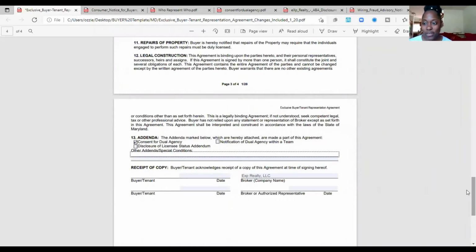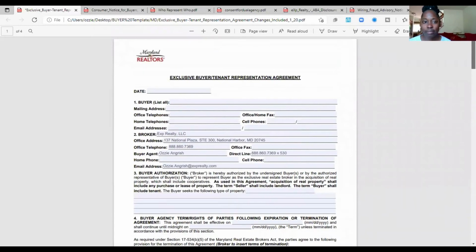Okay, so let's scroll to the top of this. So here you will see the exclusive buyer tenant representative agreement. This is an agreement that I will present to you when hiring me as your real estate agent.